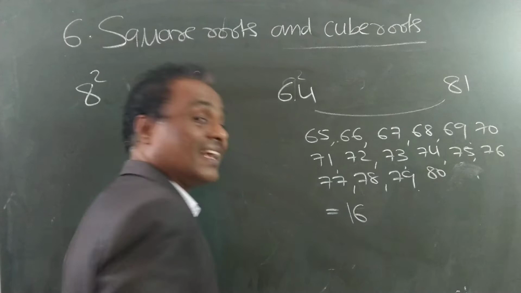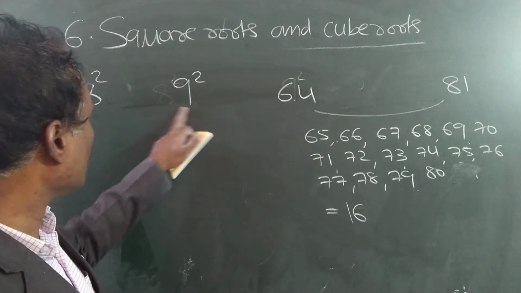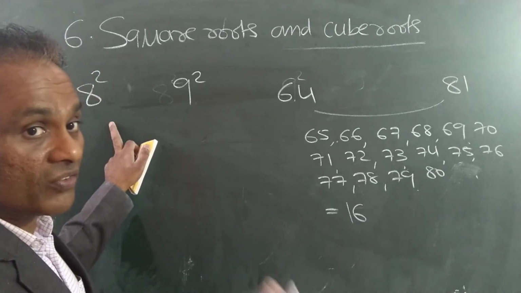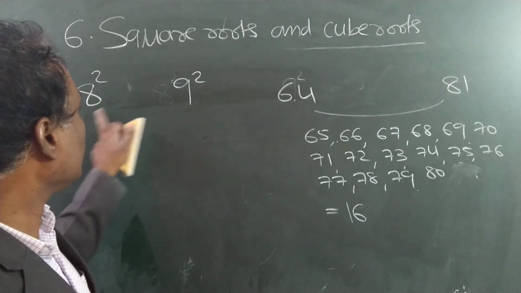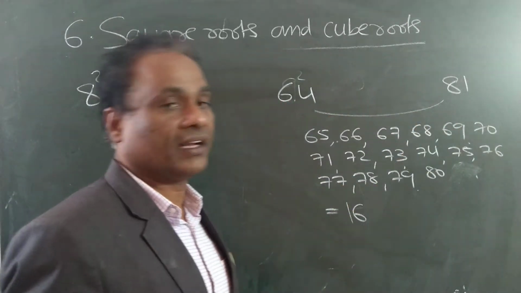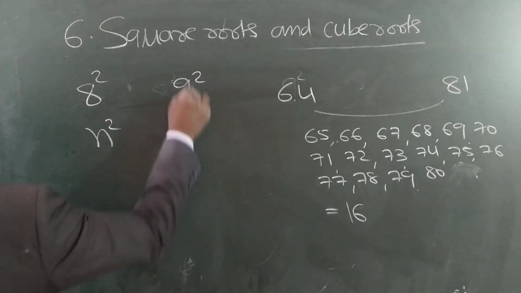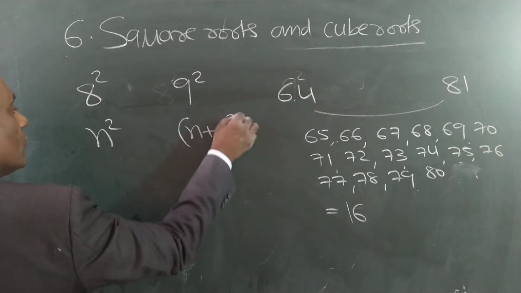How many numbers are there? 16. So if there are two consecutive numbers, one after the other, we have to find the number of numbers in between their squares. For this I am giving the formula. Suppose this is n square and this is n plus 1 whole square.